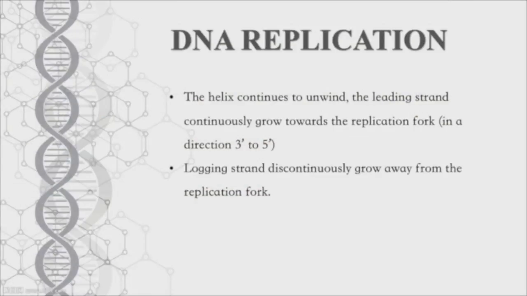Then the helicase continues to unwind. The leading strand continuously grows toward the replication fork in a direction 3' to 5', and the lagging strand discontinuously grows away from the replication fork.